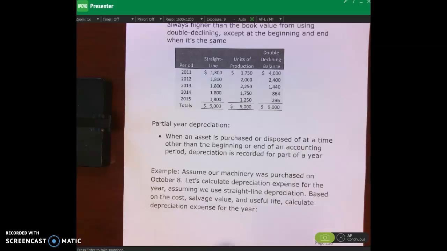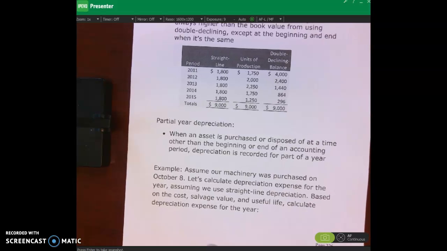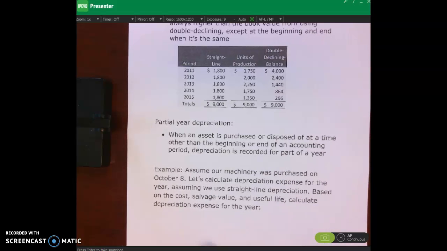So let's look at our example right over here. Assume our machinery was purchased on October 8th, with our same asset cost and everything. Remember the asset cost of $10,000, salvage value of $1,000, and useful life of 5 years. And we use straight line depreciation. But rather than purchasing this on January 1st and putting it into operation January 1st, we bought it in October and we started to put it into operation in October, okay?